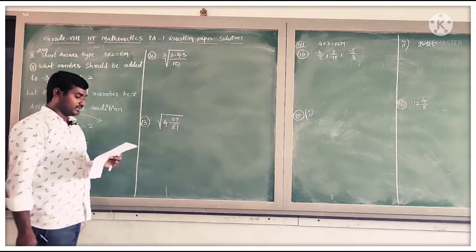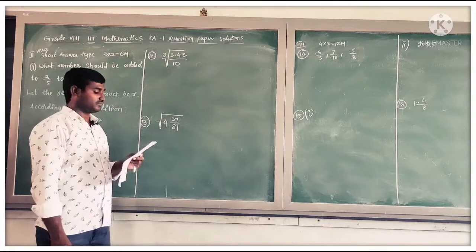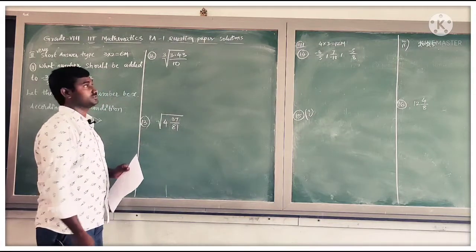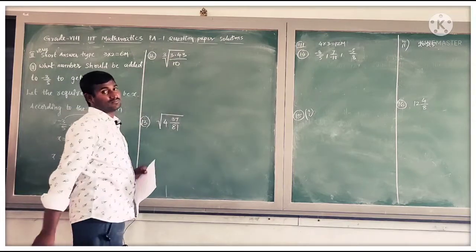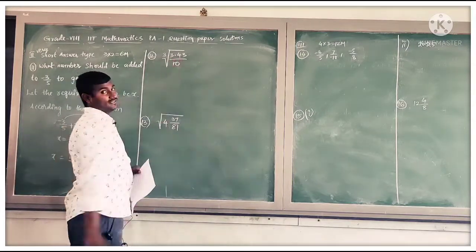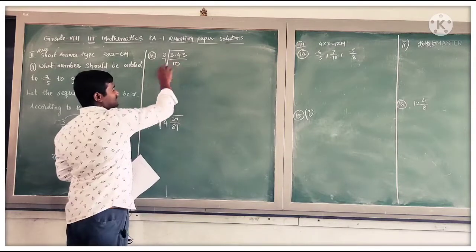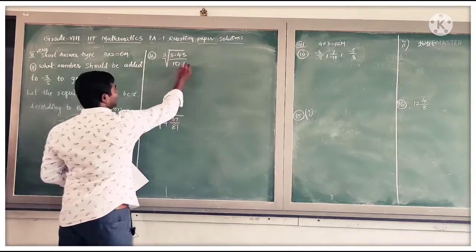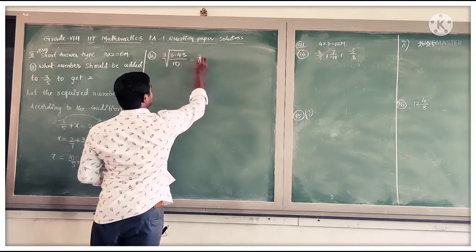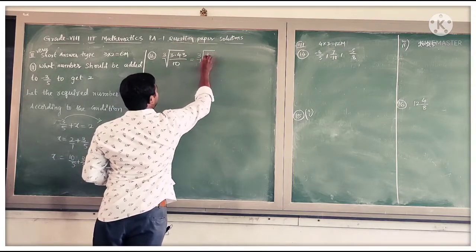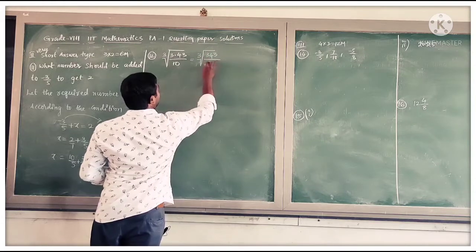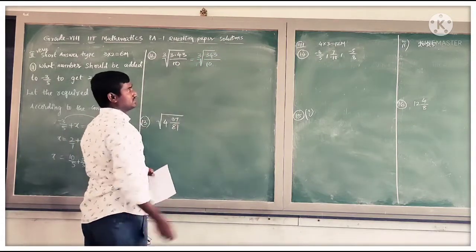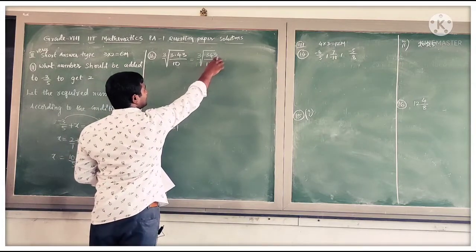Next, question number 12. Find the value of the cube root of 3.43 by 10. I want to remove the decimal point in the numerator of the given cube root of the fraction, so I am rearranging it. So the cube root of 343 by 1000 I am writing. How many decimal places? 2 decimal places. So we can write 343 by 100.